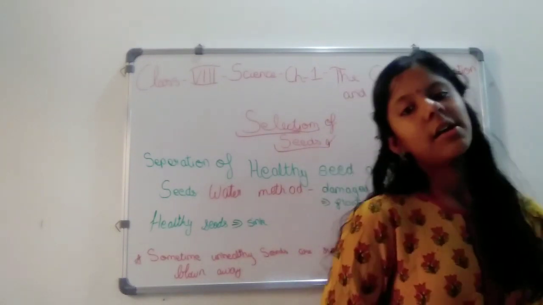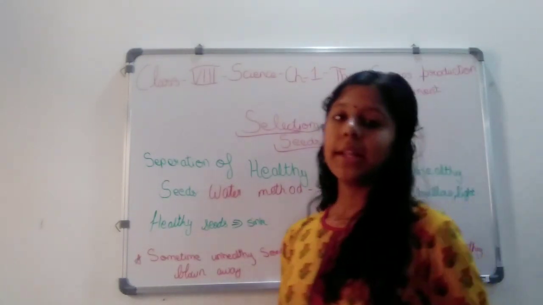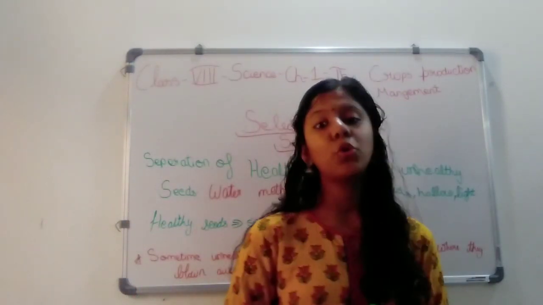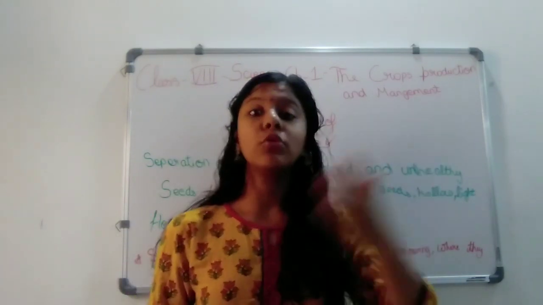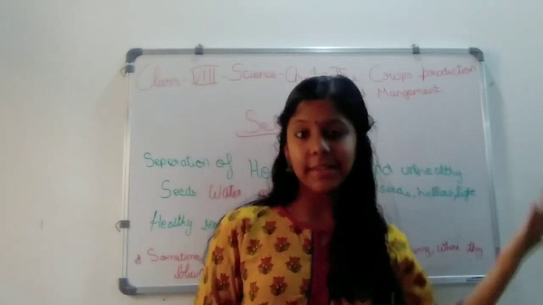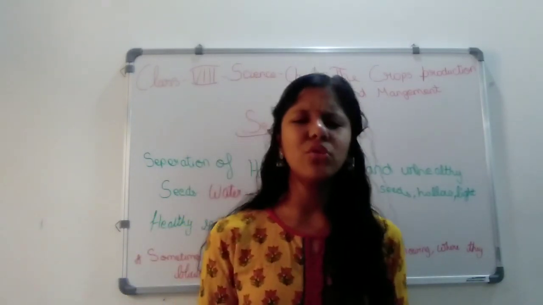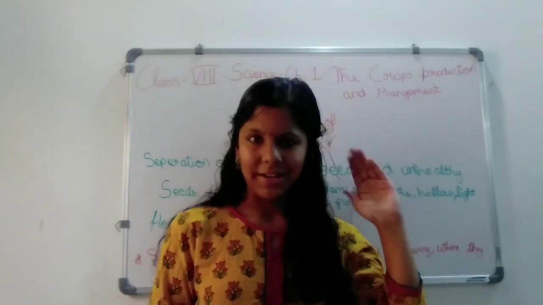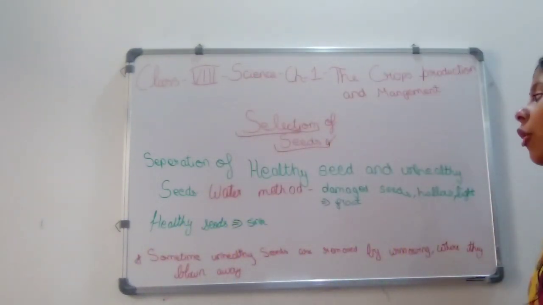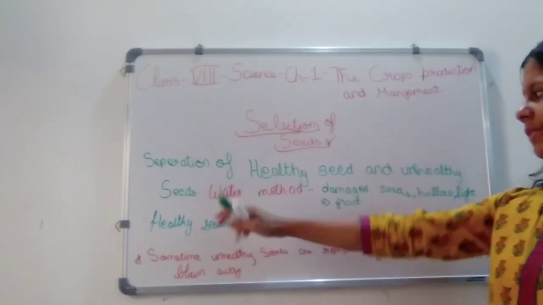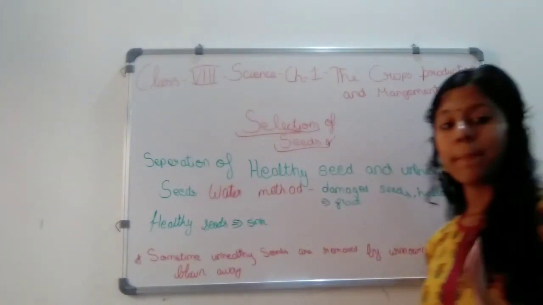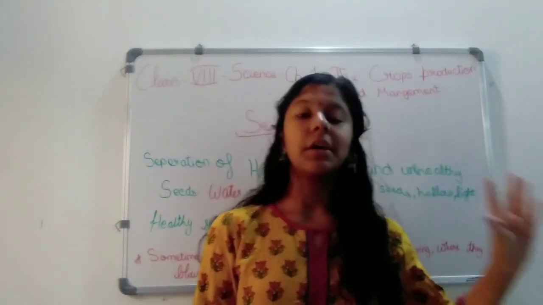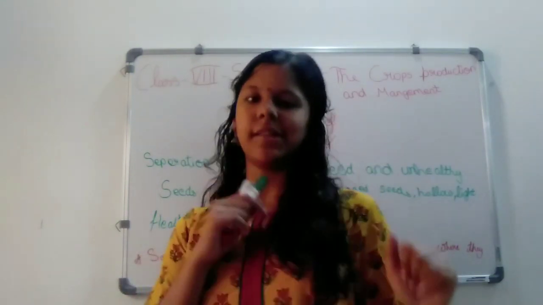What happens is they have two methods that help them remove the unwanted or unhealthy seeds and keep healthy seeds. They don't know whether the seeds are unhealthy or healthy, so we are going to see the two methods right now. The separation of healthy seeds and unhealthy seeds. We have to separate healthy seeds from unhealthy seeds. Let's see how.